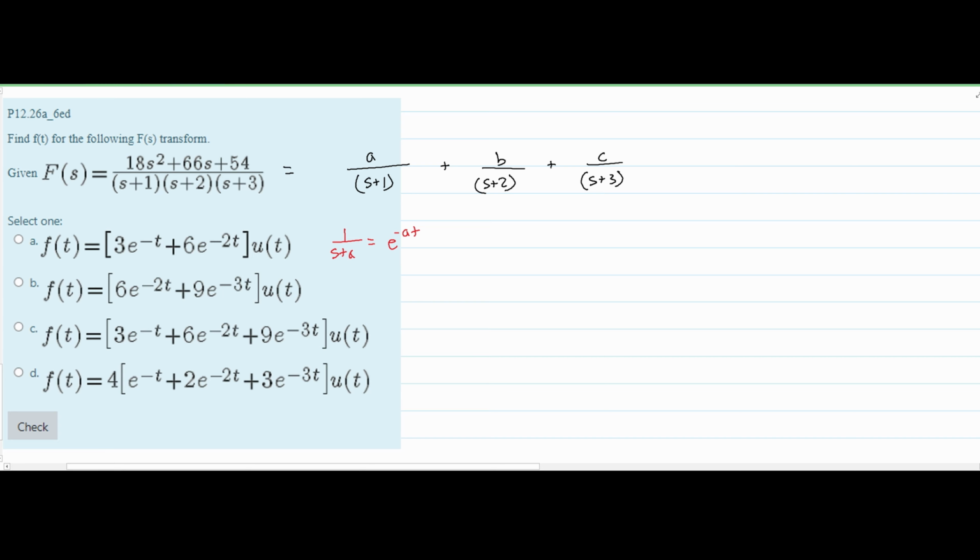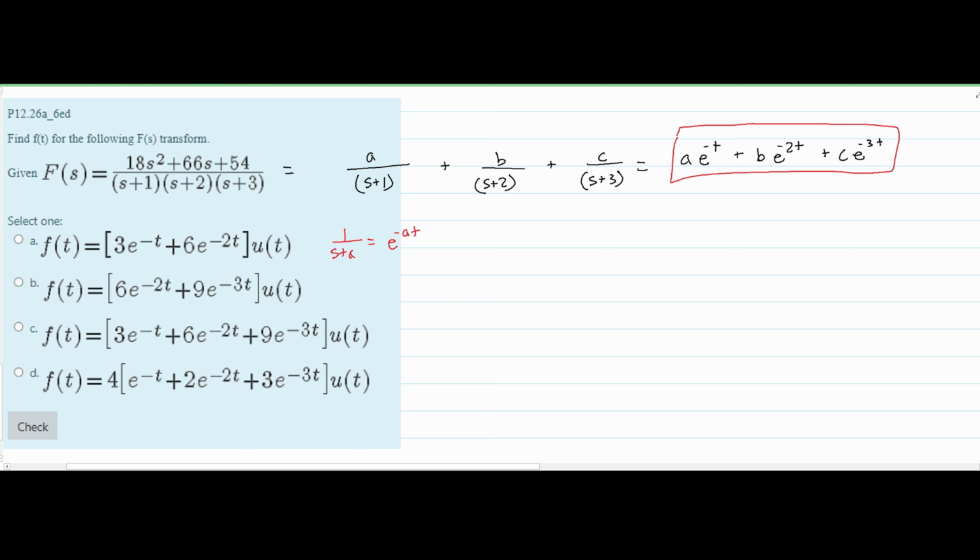So now we are going to solve for this. We can plug this in to all of our known parts. We are going to have an A e^(-t), plus B e^(-2t), plus C e^(-3t). So those are what we're going to get once we substitute this in. So this is our equation right here.